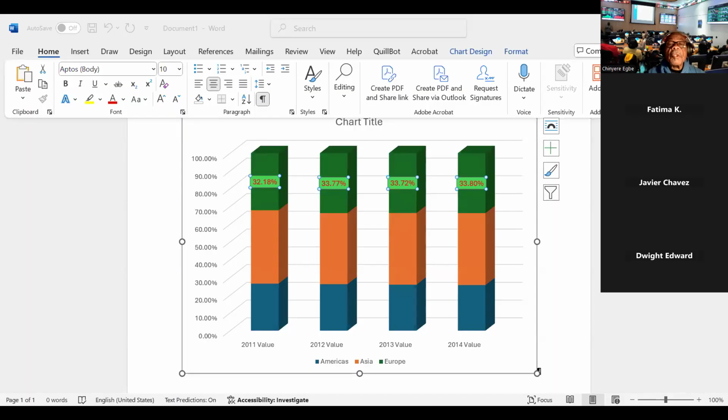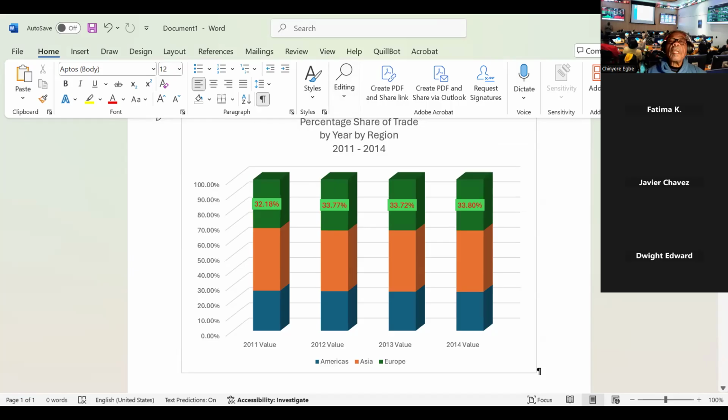Okay. Now you see my new chart. You have to put a proper chart title. And what is this? This is percentage share of trade by year, by region, 2011 to 2014. Okay, you can adopt your own style. You can adopt your own style.